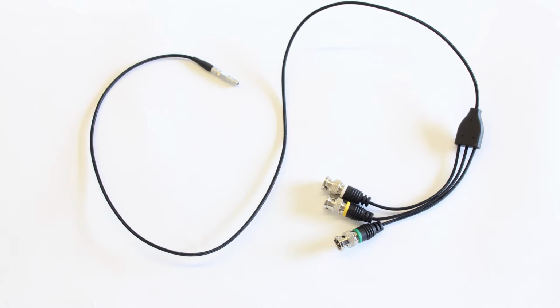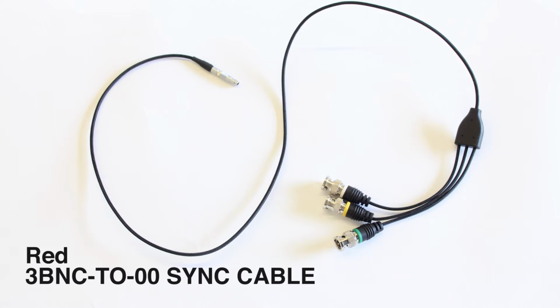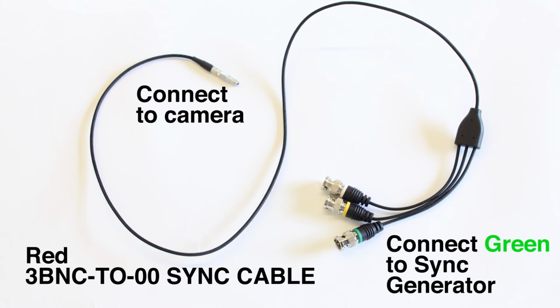To connect the sync generator to the Red Scarlets, we're going to use a pair of Red 3BNC to 00 sync cables. You'll need two of these cables, one per camera. You want to connect the smaller end to the back of your Scarlet. On the opposite end are three BNC connectors. We'll use the green banded BNC to connect to the sync generator.